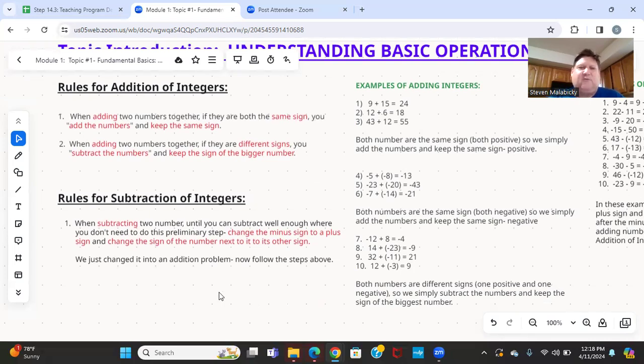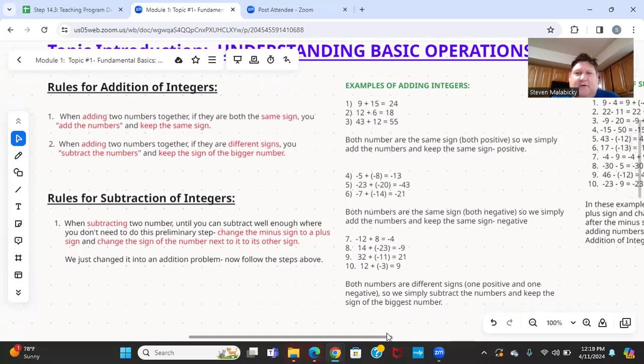All right, now let's look at subtracting integers. When subtracting two numbers, eventually you'll be able to do this without the preliminary step. But until you can do it in your head or know what the rules are without doing this step, you simply change the minus sign to a plus sign, change the sign of the number next to it to its other sign, and then it becomes an addition problem. So we just follow these steps right here and look at these examples again.